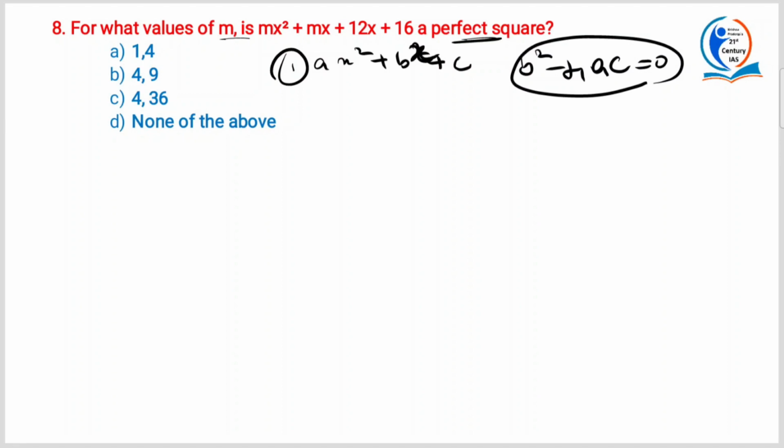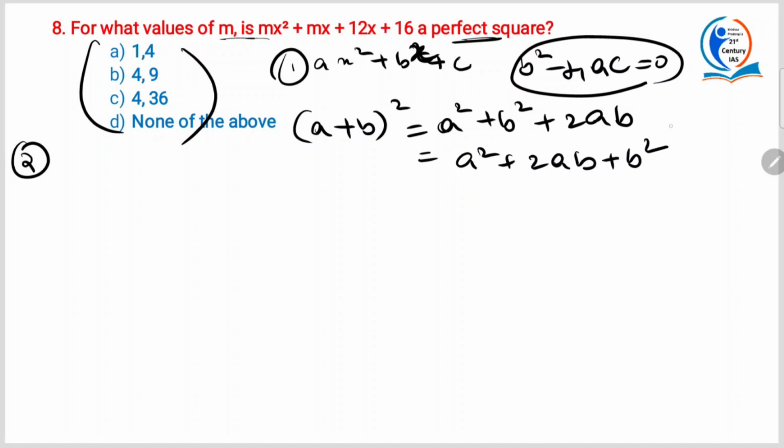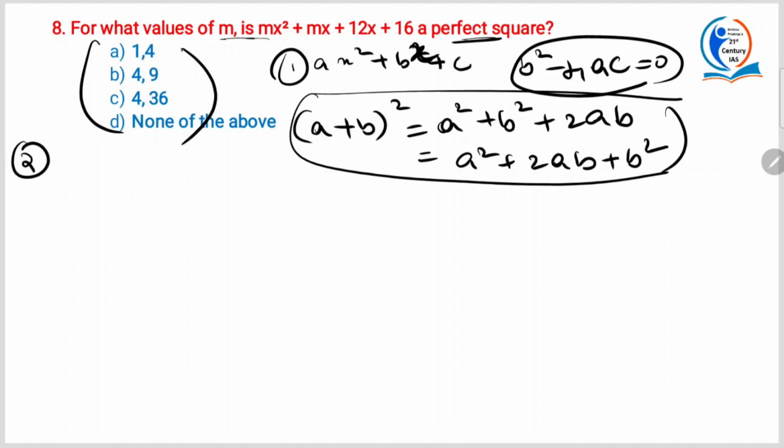There's one more method of solving this one, that is by observing the options. But for this you have to know the basic formula, that's all. Which one? a plus b whole square is equal to a square plus b square plus 2ab, or a square plus 2ab plus b square. This one you will all anyways be familiar with. So if you know this formula and if you observe the options, you will arrive at the answer. You don't need to know the discriminant at all. Okay, happy?